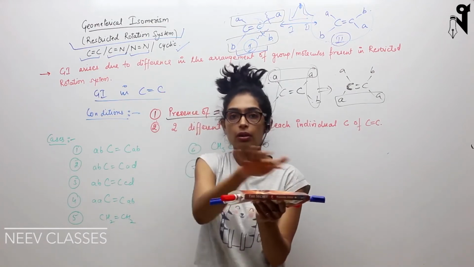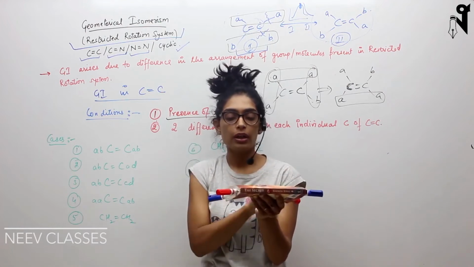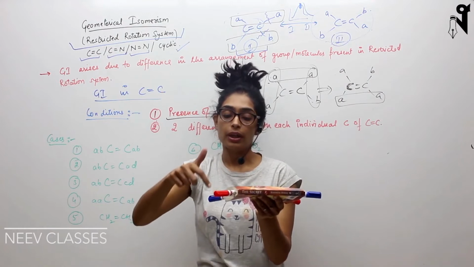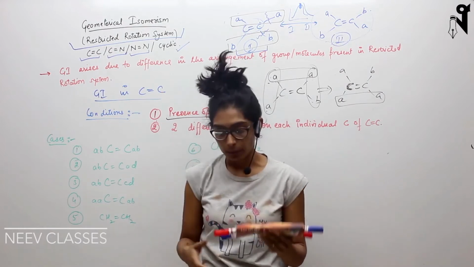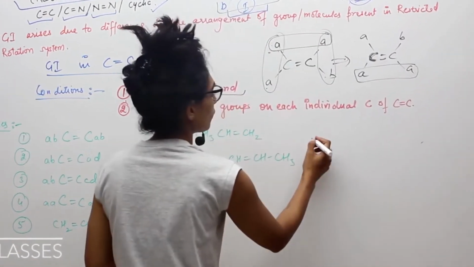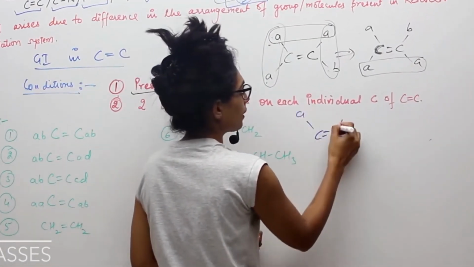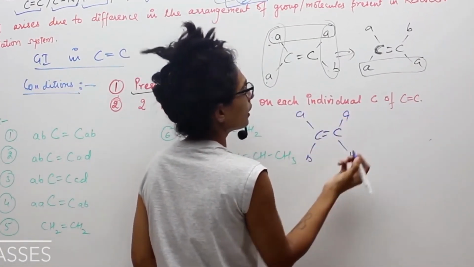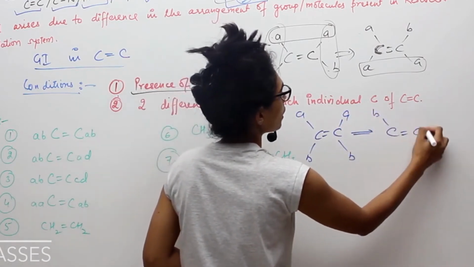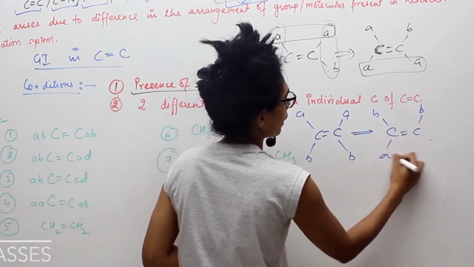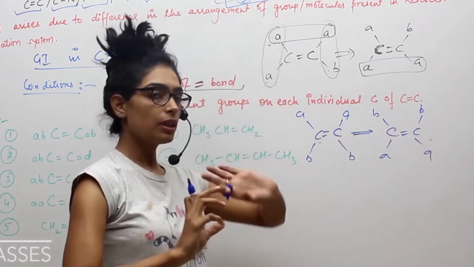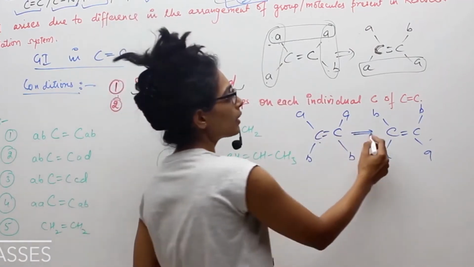Now blue and red of this side are in one plane, and blue and red of this side are in one plane. A is diagonally opposite to another A, and B is diagonally opposite to another B. So basically, if I have to write it on the board, C double bond C with A, B, B is equivalent to C double bond C with B, B, A and A. Here this and this molecule is nothing else but the same thing. The complete rotation of the molecule has happened and this becomes this.